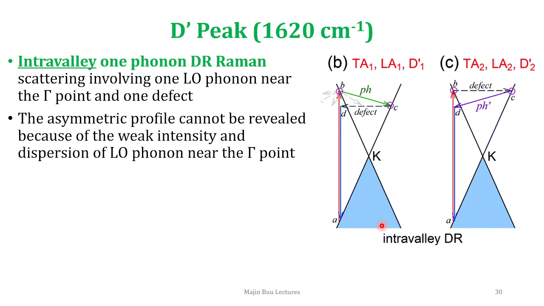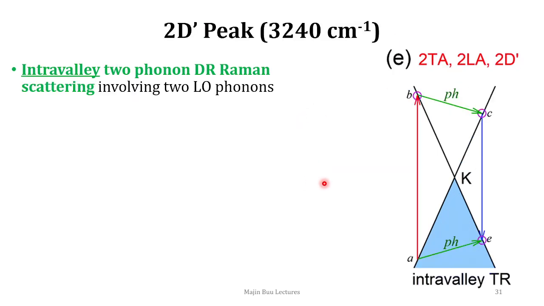While these were all with respect to the intervalley process, the D dash peak, which occurs at 1620 centimeter inverse, is attributed to the intravalley one phonon double resonance Raman scattering process, wherein this occurs because of scattering associated with the longitudinal optical phonon and one defect point. Now the 2D dash peak is an overtone of the D dash peak, which results in a two phonon double resonance Raman scattering, and you don't require defects for exhibiting a 2D dash peak, whereas for the D dash peak you require a defect.